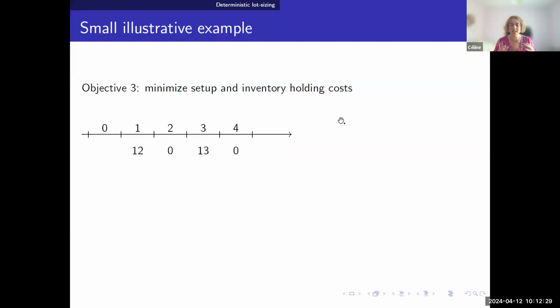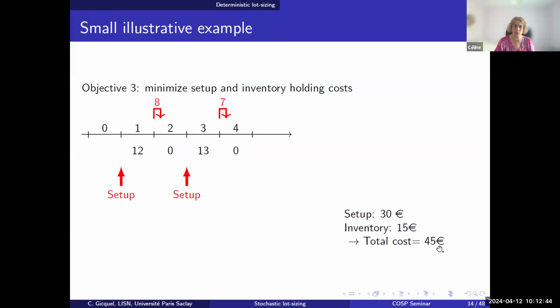And finally, of course, the idea of lot sizing is to find the best possible trade-off between these two opposite strategies. So here, in this very simple case, we have 2 production lots, one in period 1 and one in period 3, for a total cost of 45 euros.